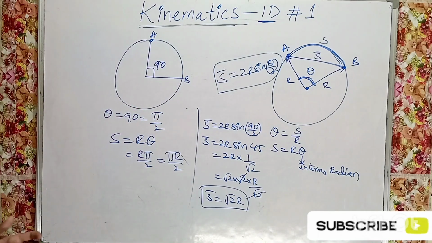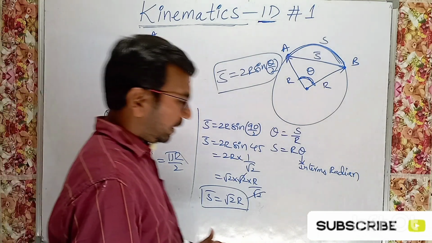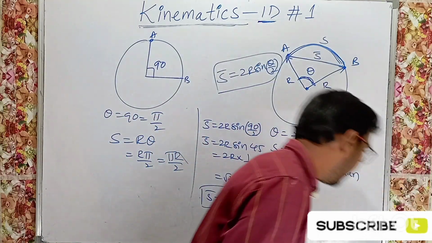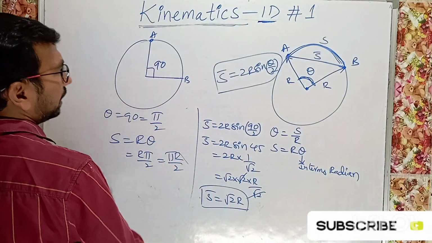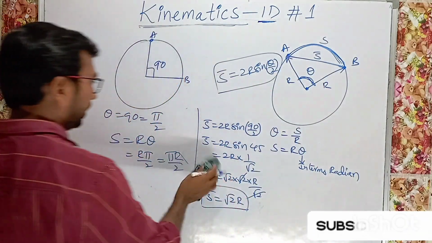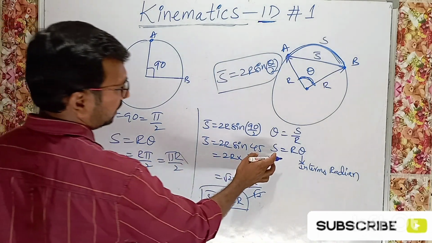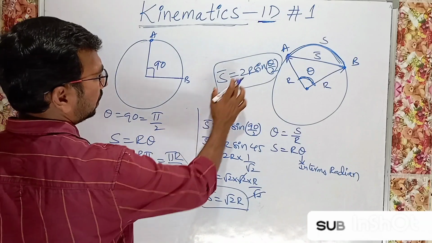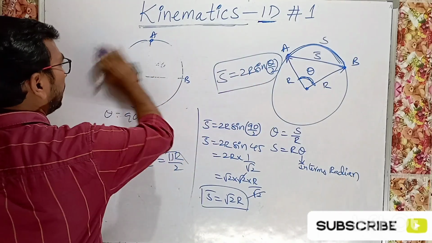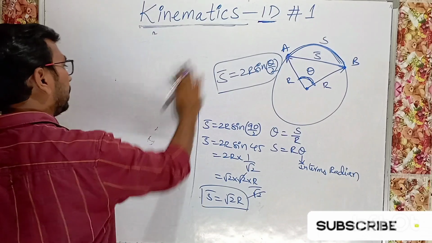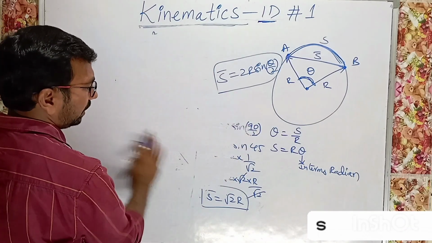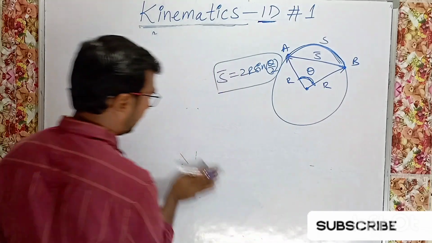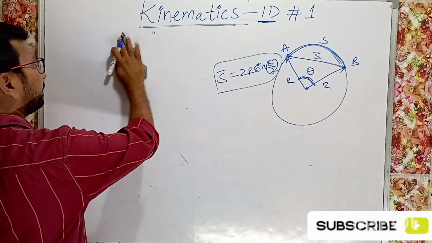In case the angle between A and B is 60 degrees, find it by this method only. You can use this formula: S is equal to R theta, where theta is in terms of radian, and displacement is equal to 2R sin theta by 2. So now A and B in between angle is 60 degrees. You can find out distance and displacement.